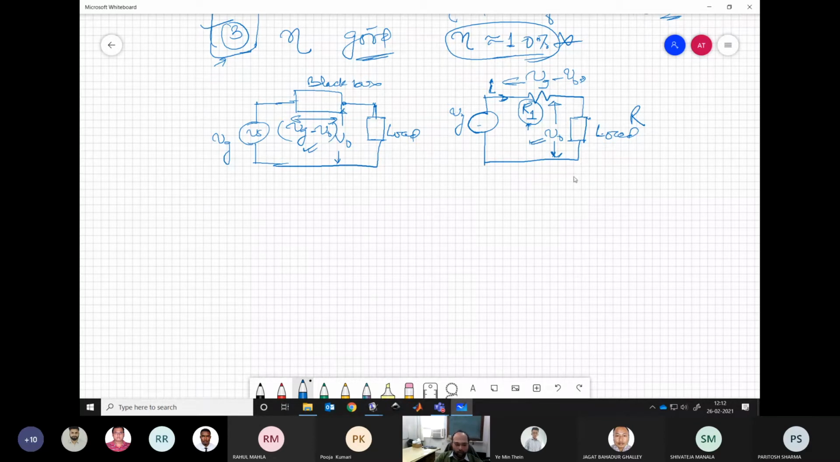But the problem here is the moment this R changes and this current changes, we need to vary our R1 as well. It cannot remain constant. So the voltage regulation is very, very poor.